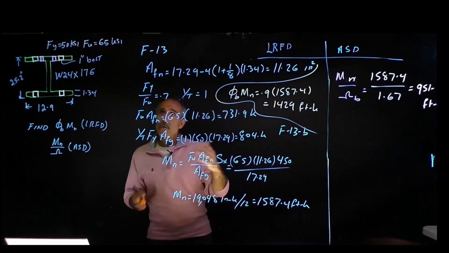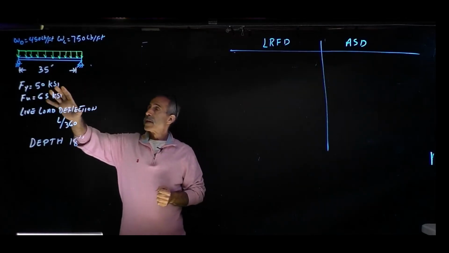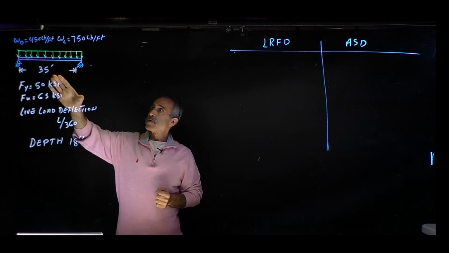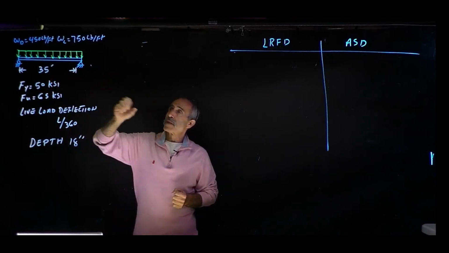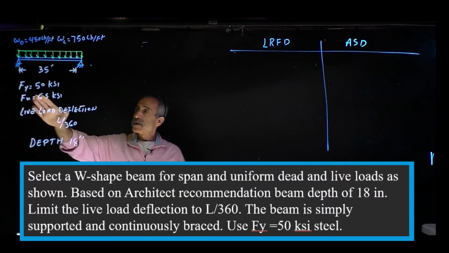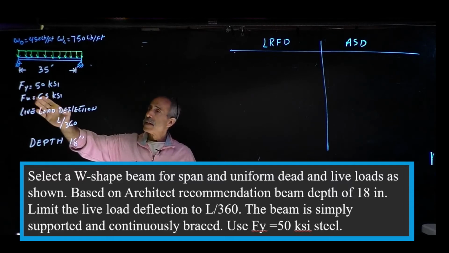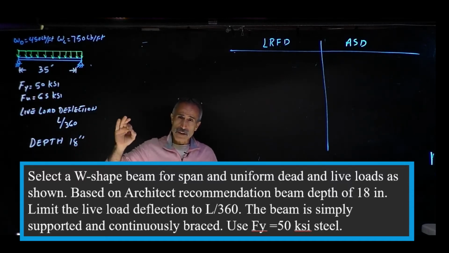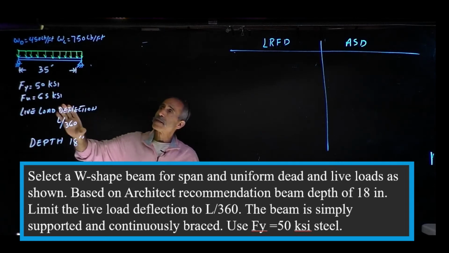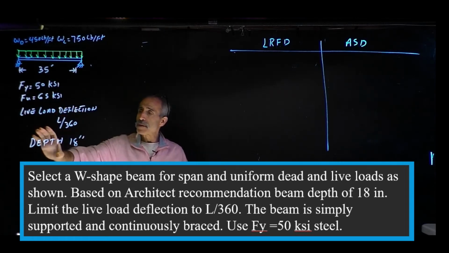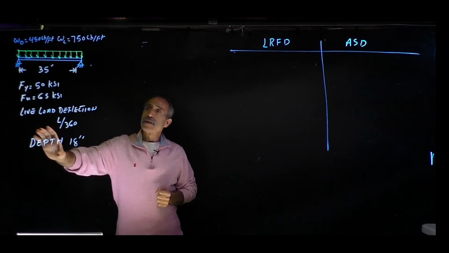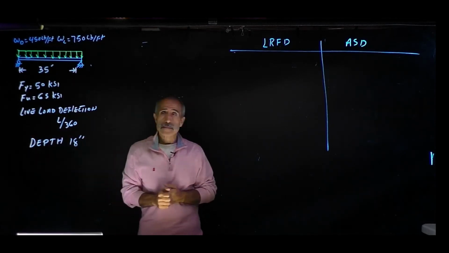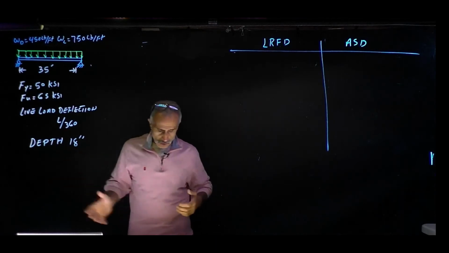Okay, we're going to go to the next example. This time we have a beam that is 35 feet long. Dead load is 450 pounds, and live load is 750 pounds per foot. The steel is Fy 50 ksi. And the live load deflection limit is given to be L over 360. And also the architect says that the depth should be 18 inches. So basically we have to select a W18, which kind of limits us. So go ahead, let's get to work.